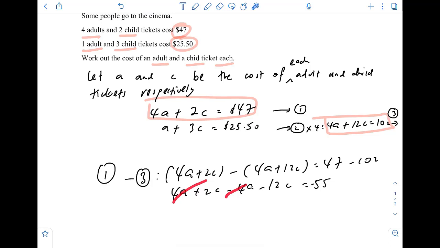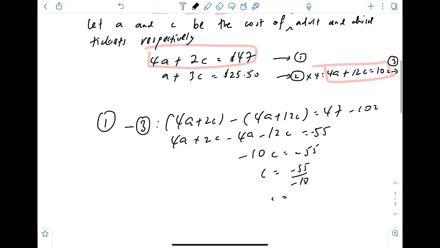4A minus 4A is no more, and 2C minus 12C is negative 10C, which is negative 55. And C is just negative 55 over negative 10, which is going to be 5.5. Alright, so that's for the child's ticket.